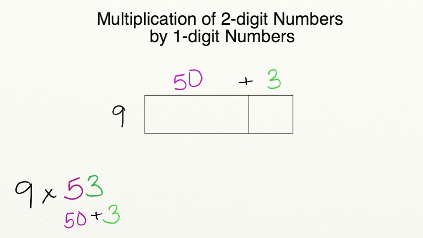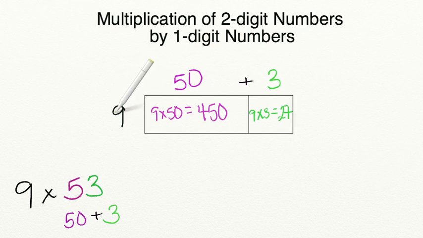So let's go ahead and start with 9 times 50. Well, 9 times 50, and we always want to write it out in the box so that we can stay organized, equals 450. Let's move over to our ones place. We're going to now multiply 9 times 3. 9 times 3 equals 27.